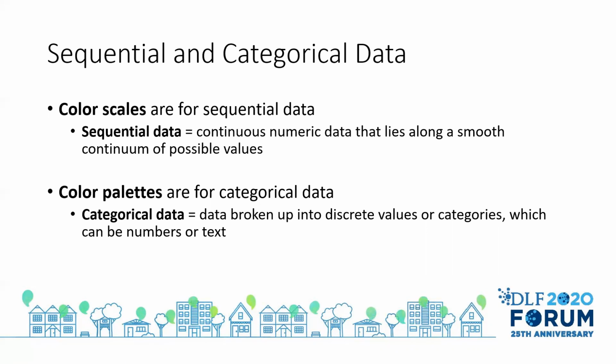Categorical data, on the other hand, is data broken up into discrete values or categories. And most often, categorical data is text. For example, the days of the week and months of the year are both categorical variables with the discrete values, January, February, March. But in a data set about cars, for instance, you might actually have a categorical variable like number of cylinders, where the values are only 4, 6, or 8 for the cars in your data set. So even though those are numbers, they are categorical data. So we'd want to apply a color palette to them as opposed to a color scale.